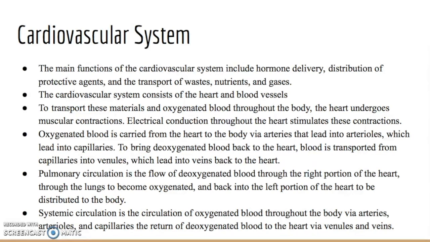of the heart, through the lungs to become oxygenated, and back into the left portion of the heart to be distributed to the body. Systemic circulation is the circulation of oxygenated blood throughout the body via arteries, arterioles, and capillaries, and the return of the blood to the heart via venules and veins.